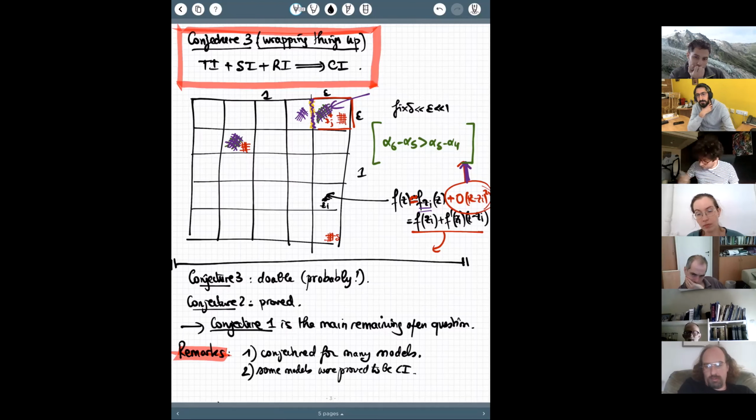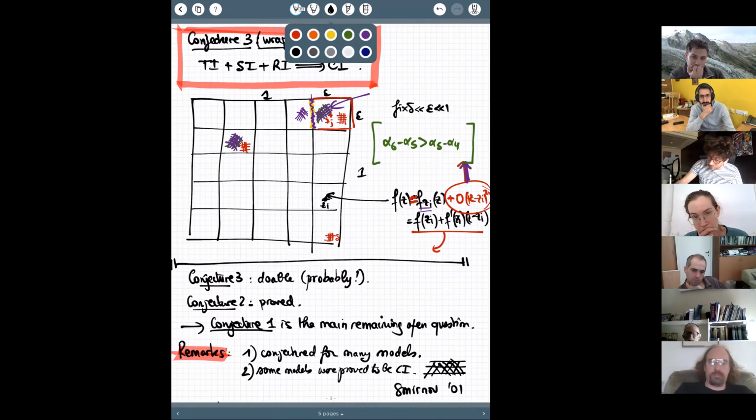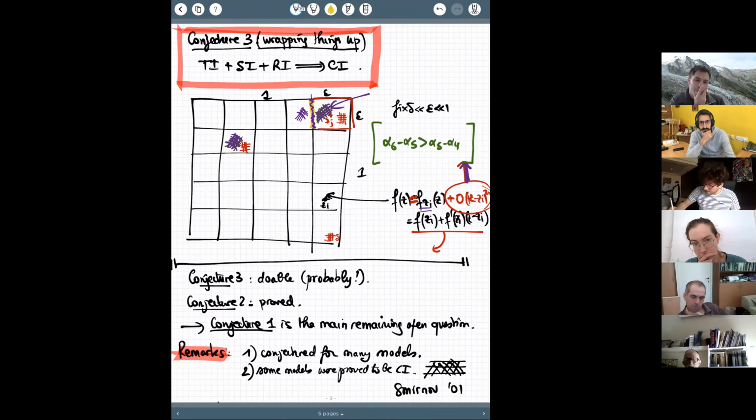Okay, so some models were proved to be conformally invariant, and let me mention one because I decided to focus on Bernoulli percolation. Smirnov in 2001 proved conformal invariance of a Bernoulli percolation model, but it was site percolation, meaning that instead of keeping or removing edges of your graph, you keep or remove vertices of your graph. And there is also a critical point. You are on the triangular lattice, and at p_c, you have conformal invariance.